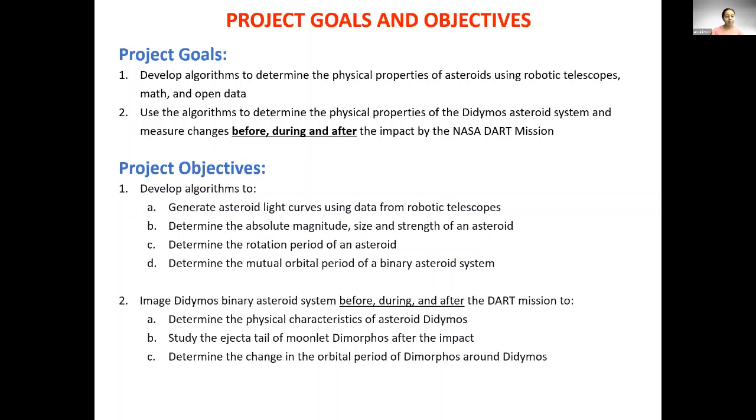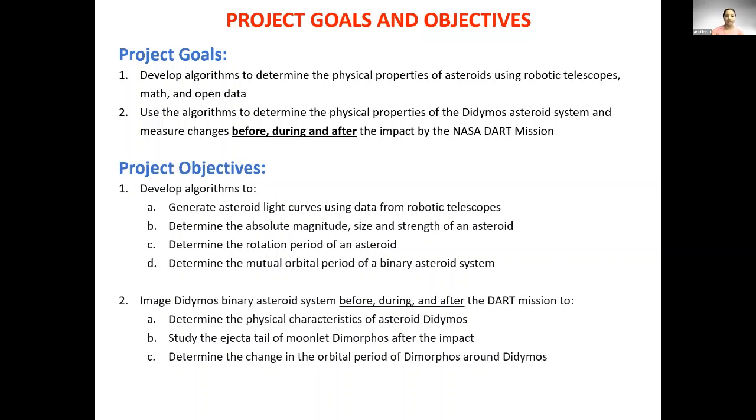To do so, my project followed two goals. First, I created an algorithm in Python to find the physical properties of asteroids. This can include how fast it rotates, how fast it orbits, what it is made of, and so on. The second step was to apply my algorithm to this Didymos asteroid system and try to measure the changes before, during, and after the impact.